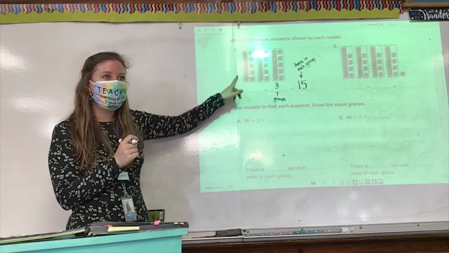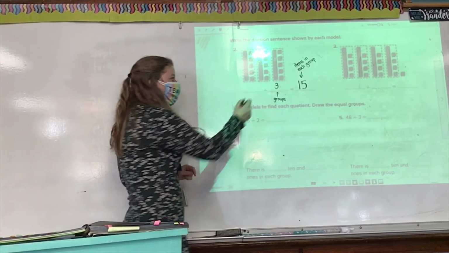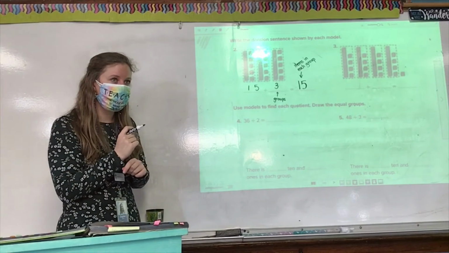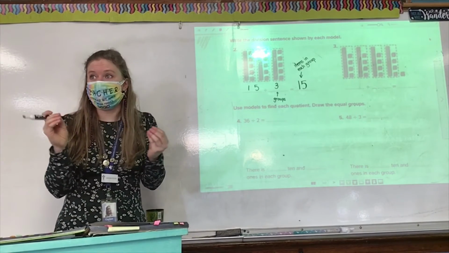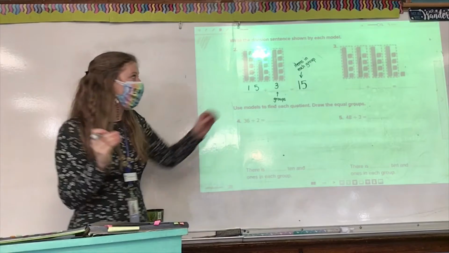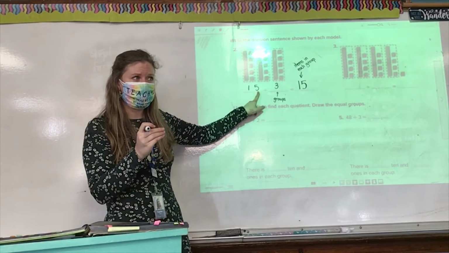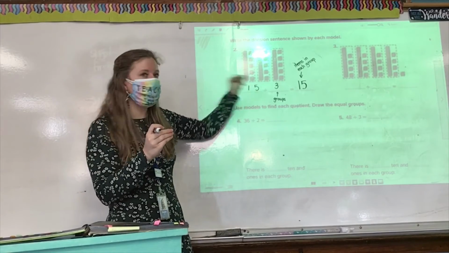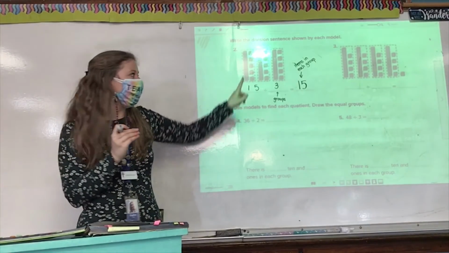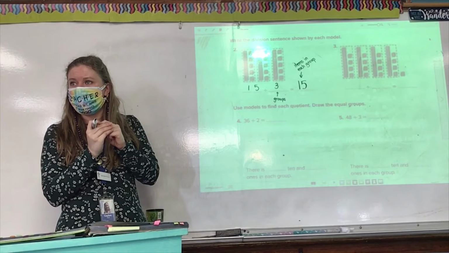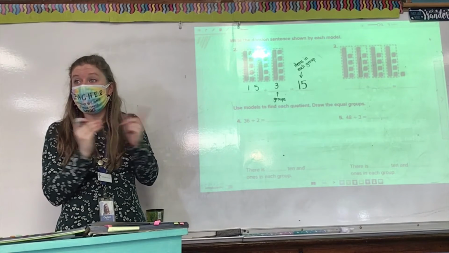So that means we have to regroup again. We have to think, okay, there are 5 ones and 1 10. That's how many are in 15, right? There are 15 ones cubes. That means 1 10, 5 ones. But now how many 10s do we have? Ethan, how many 10 rods do we have in our model? 3.